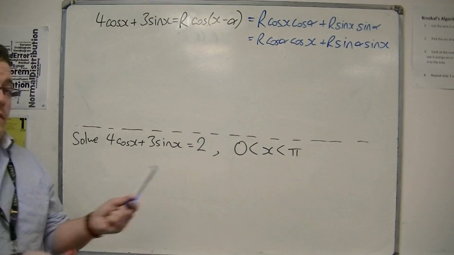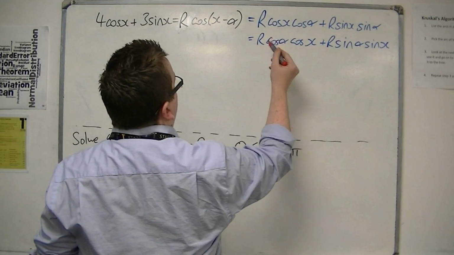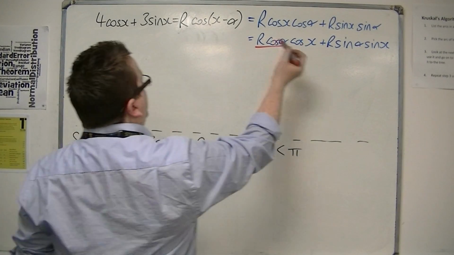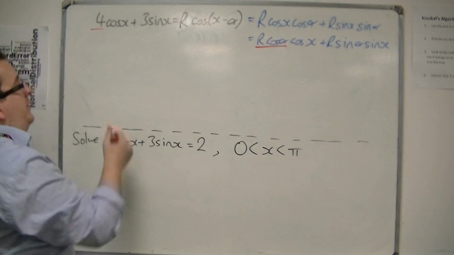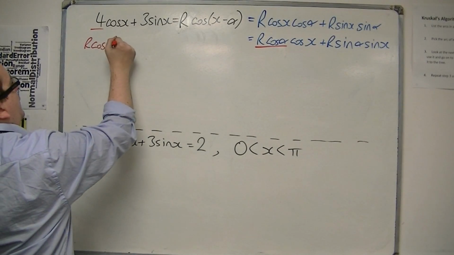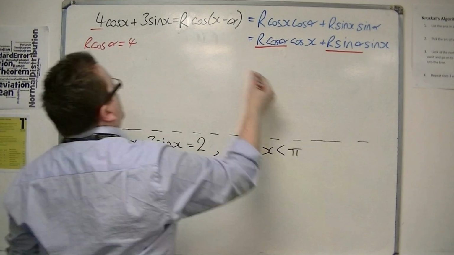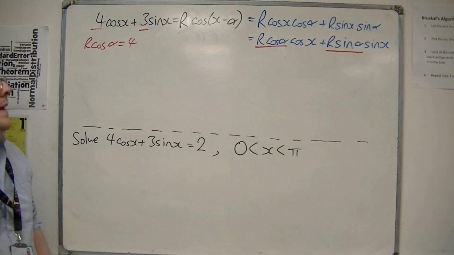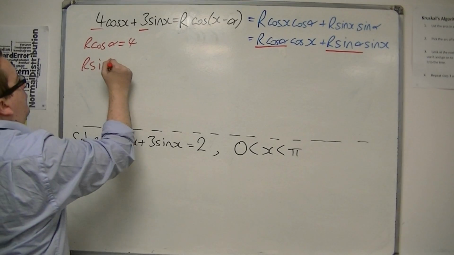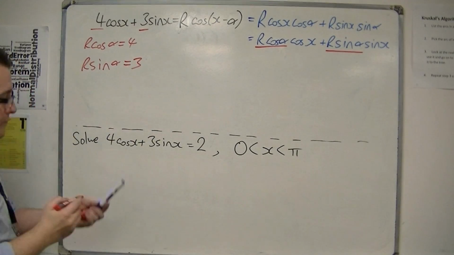Now if we compare this with the original expression, what is in front of the cos x here must be what is in front of the cos x there. So r cos alpha must be 4. And whatever's in front of the sine x here must be what's in front of the sine x there. So r sine alpha equals 3.